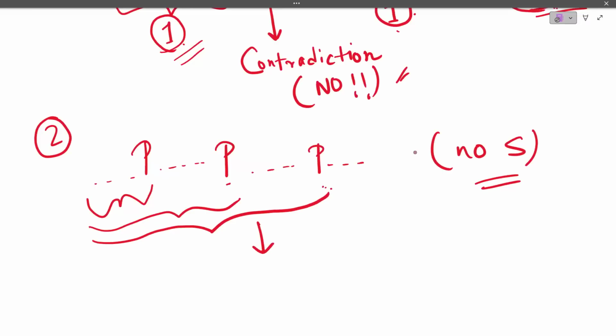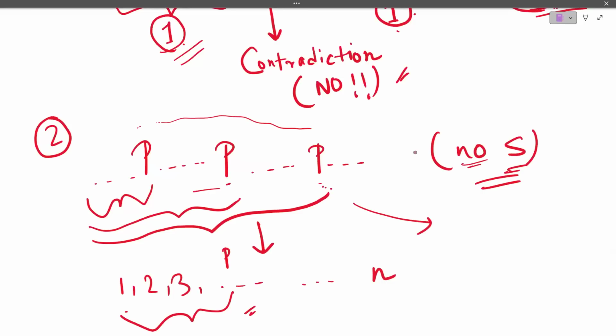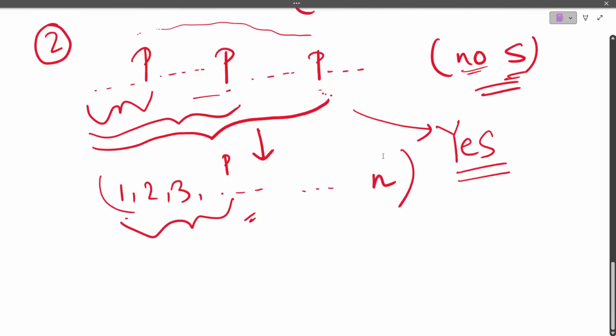Now realize that if there is no s in the string, I can always create a permutation like this: 1, 2, 3, dot dot dot, n, right? So whenever you have a p here, this part is obviously a valid permutation. So if you have a string which consists purely of p and dots, no s, then you can always give the answer as yes, because you can always have a valid permutation 1 to n. Okay, so this is the second test case.